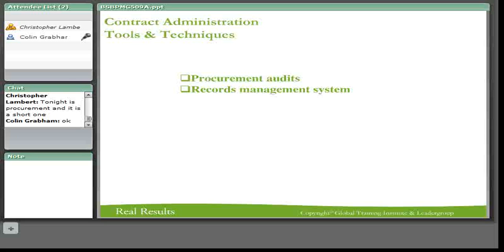And then the second one is the records management system. As a project manager, you really need to put a system in place to manage the records. Those are the two things in contract management. Suppliers want to get around some of these.